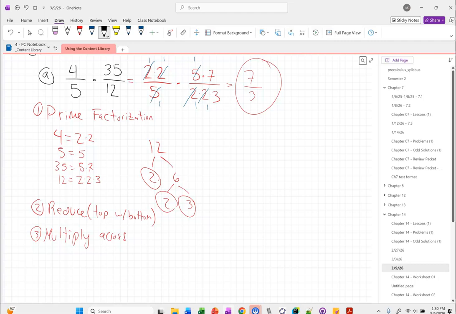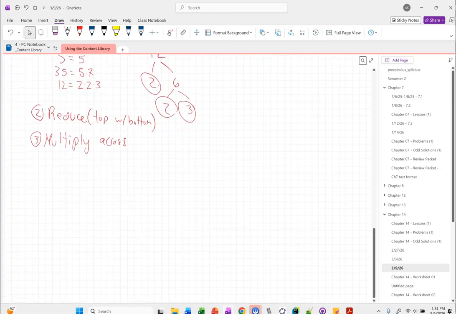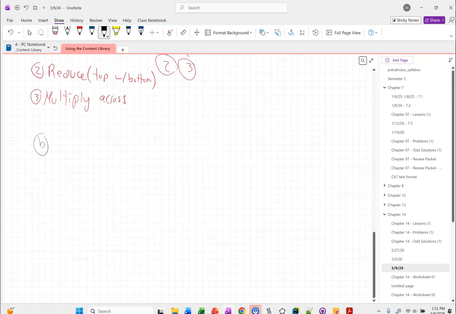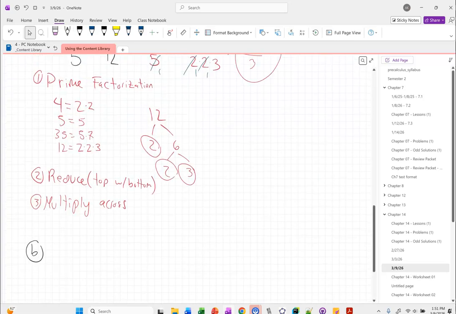Let's try this now with rational functions. The procedure is going to be identical, except the way we do a prime factorization for a polynomial is different than for an integer. What's prime factorization going to look like for a polynomial? It's the factoring that we do for polynomials. We're just talking about factoring. What's the final answer? 7/3 is what it came out to be.